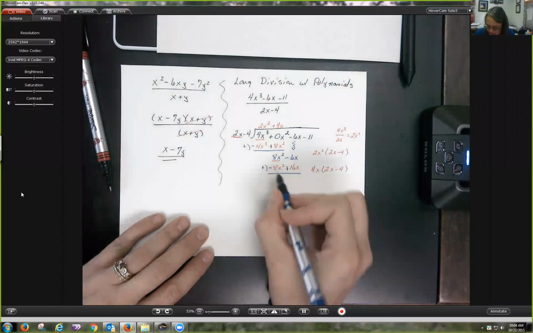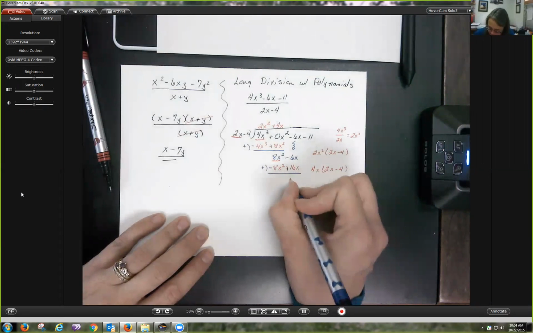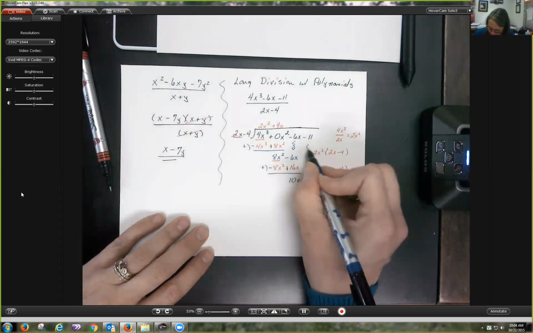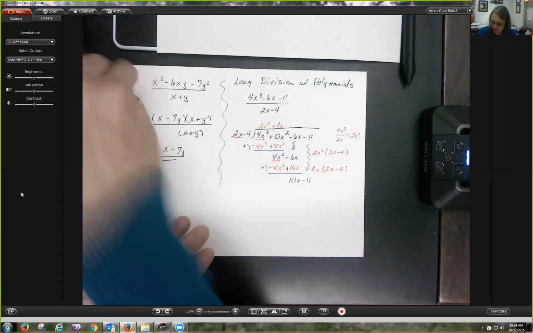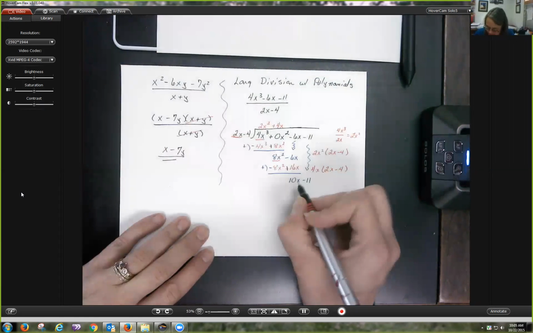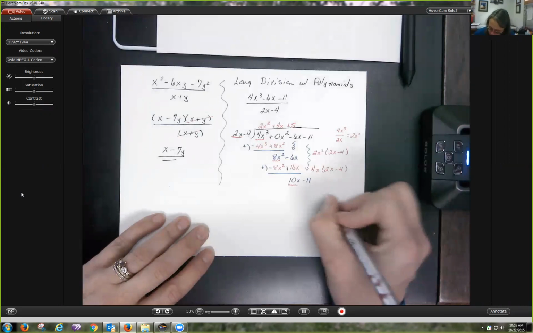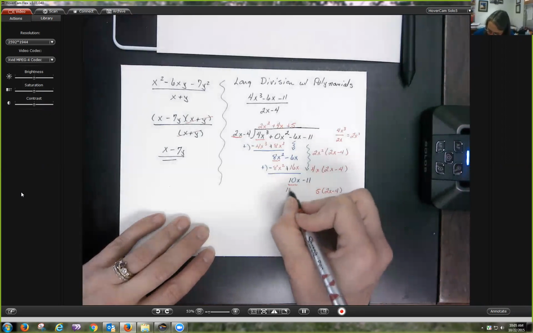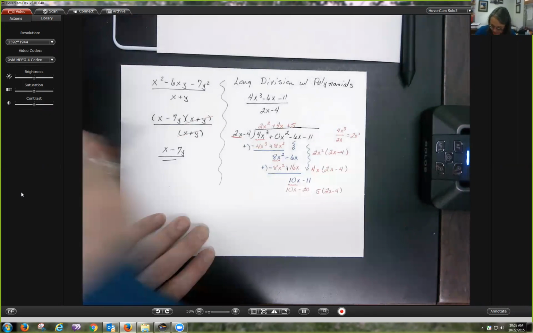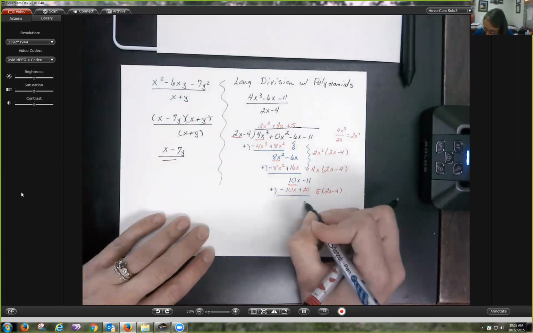8x squared minus 8x squared is 0. Negative 6x plus 16x gives me 10x. Bring down the next term. Wash, rinse, and repeat. Compare the 2x to the 10x. What is 10x divided by 2x? That will be 5. Multiply through, and you'll get 10x minus 20. Change the signs so you can add, and you get 9.